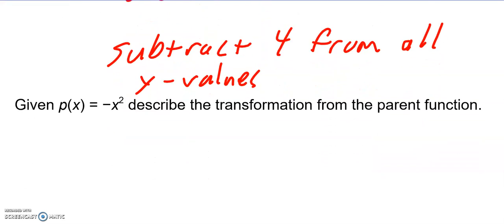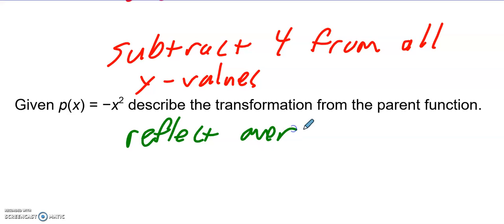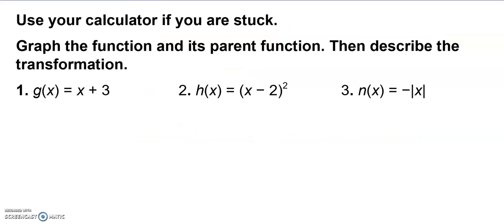Okay, excellent work. How about p of x? What is the change from the parent function to here? So if that negative is outside of the function, very good. We are going to reflect over the x-axis. Another way to think about that is we are going to multiply all of the y values by a -1. Any questions? Great.